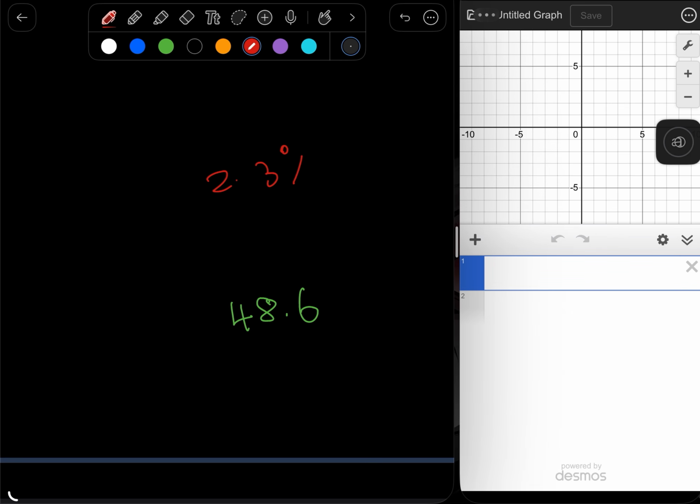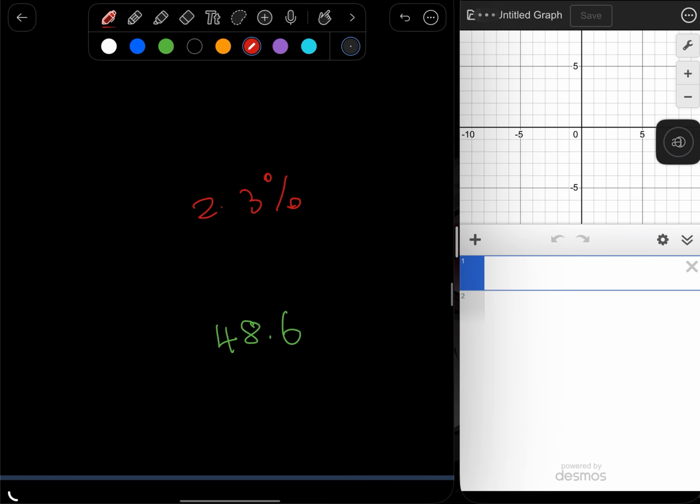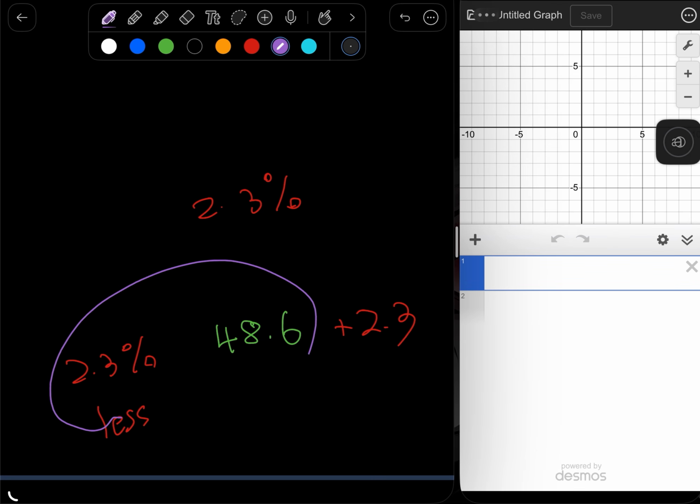What that means is that the actual number of residents who supported the change could be 2.3% greater than the estimate, or it can be 2.3% less than the estimate. So, in other words, for the first survey, because these numbers are for the first survey, the maximum could be 48.6 plus 2.3, and the minimum, of course, is if you subtract 2.3. So margin of error just gives you the range of all the possible values that it could actually be.